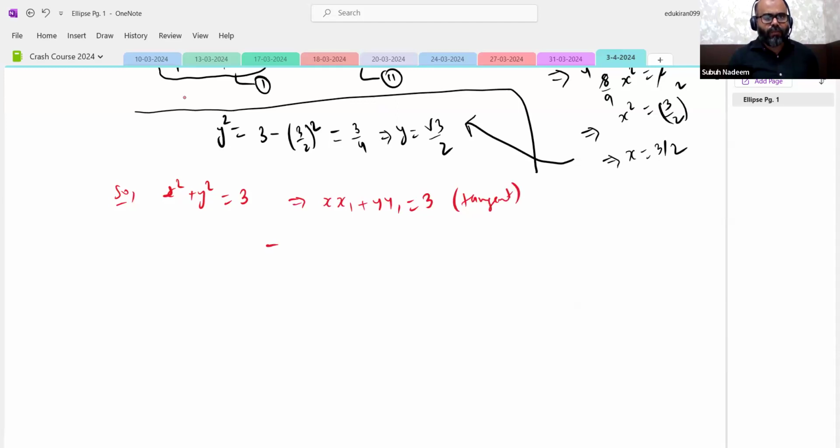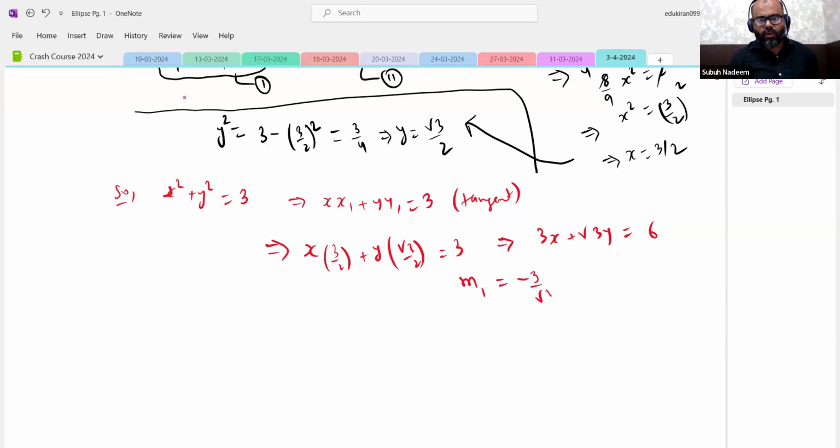Here x1 is 3 by 2 and y1 is root 3 by 2, so 3x plus root 3y is equal to 6. If we see the slope here, m1, the slope of the tangent, is minus a by b, that is minus 3 by root 3, which will be minus root 3.